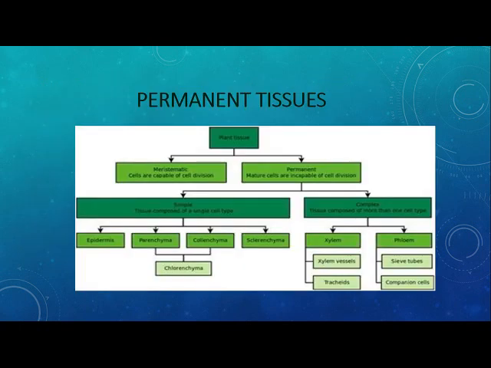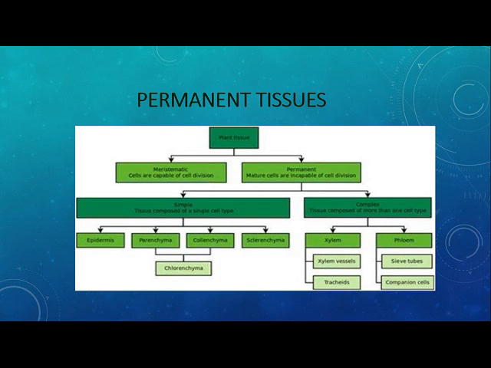Now, children, let us understand about the permanent tissue. Permanent tissues are those tissues which do not divide. The name itself says that they do not divide. So, when they do not divide, how are they formed? They are formed from the meristematic tissue only. Meristematic tissue undergoes a process known as differentiation, and permanent tissues are formed.